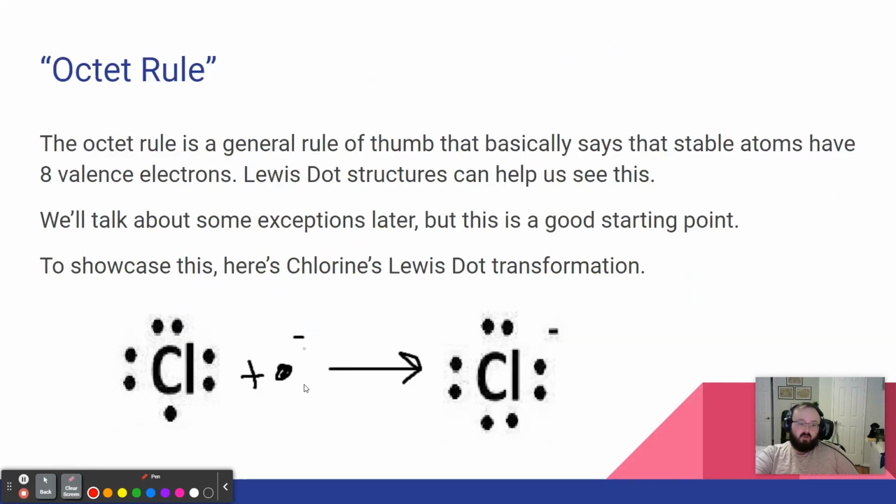And this is something called the octet rule. A stable atom has 8 valence electrons. This is a rule of thumb, which means that it works in most cases, but there are exceptions. We're going to talk about some of the exceptions. I wanted to do it now, but I think I'm going to hold off just a little bit.